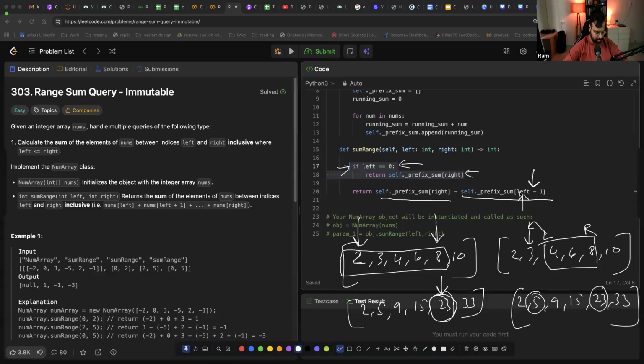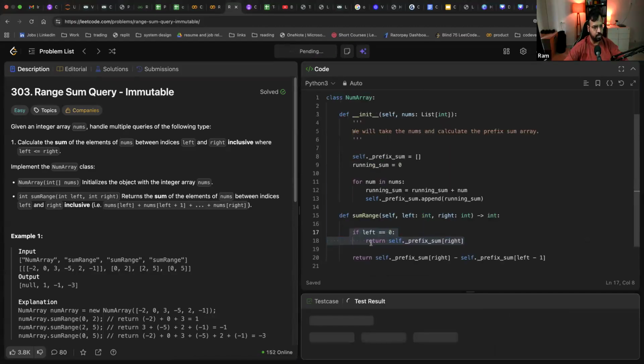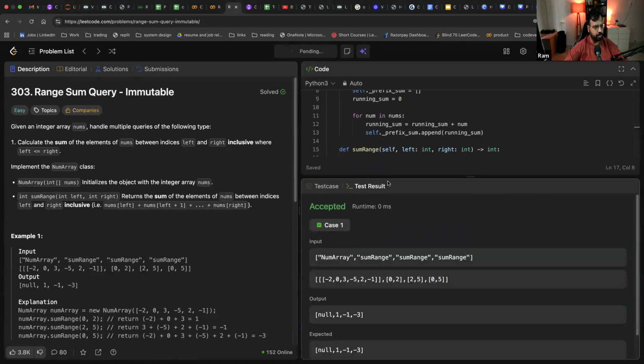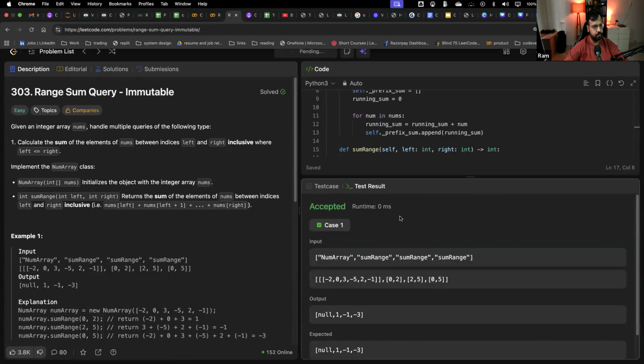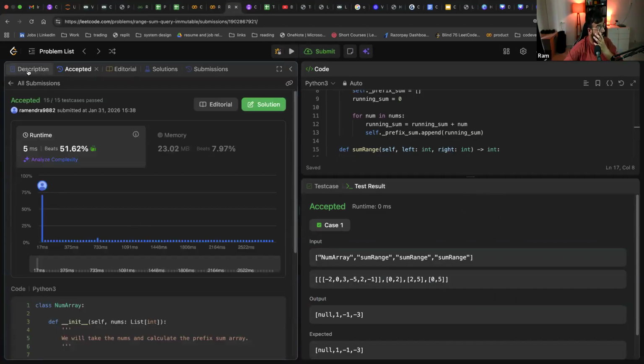Okay, so let us try to run this code and see if it is working. If we have not made any typo, then this should work. It's working fine. Let us try to submit it. It is working fine.